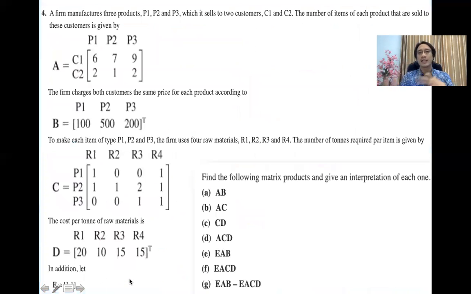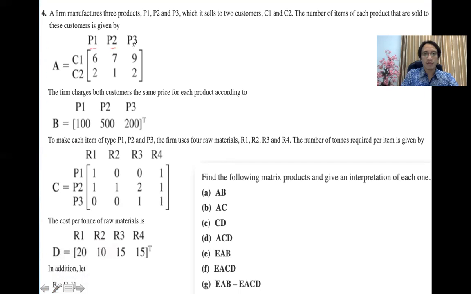We also can use the operation matrix, particularly in multiplication, to solve this next question. So, if it is known that a firm manufactures 3 products, P1, P2, and P3, there are 3 products.